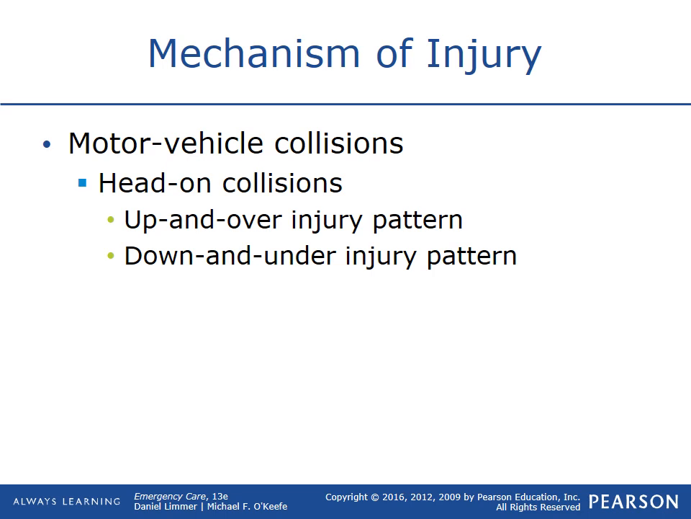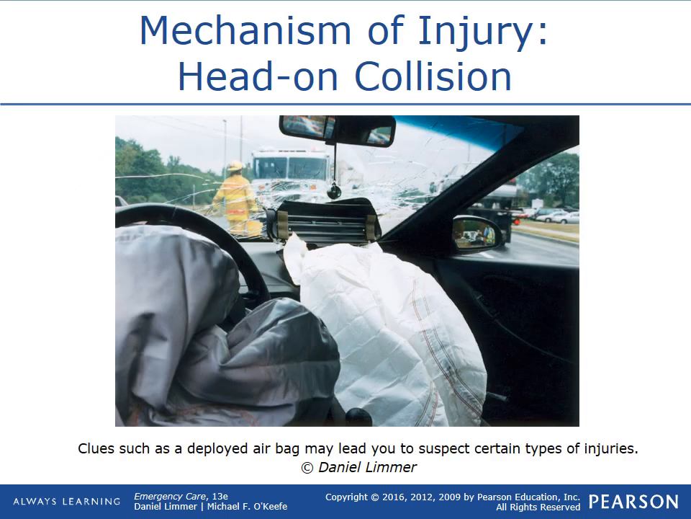In a down and under, the patient's body follows a pathway that goes down underneath the steering wheel, and they strike their knees on the dash, which causes the knee, leg, and hip to be injured. You can look for other clues too that will impact the injuries, like: did the airbags go off? Were they wearing a seatbelt? Was there anything in the car?